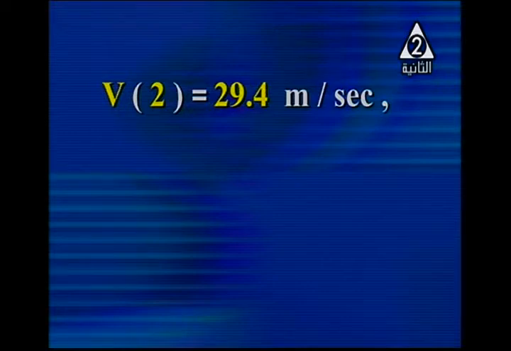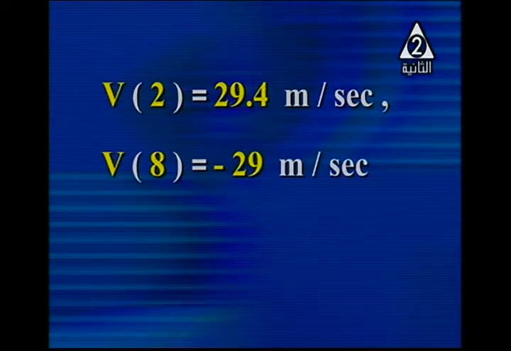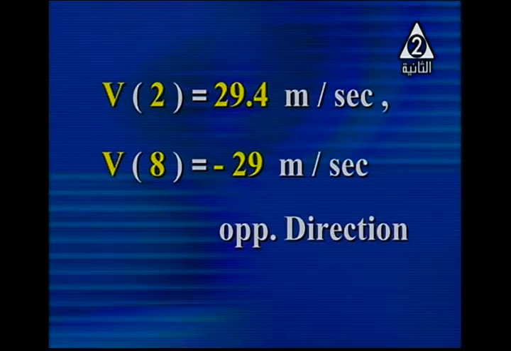After that, find the velocity at t equals 2 by substitution in the velocity equation. Then v equals 29.4 meters per second. At t equals 8, by substitution, v equals negative 29.4 meters per second, in the opposite direction.